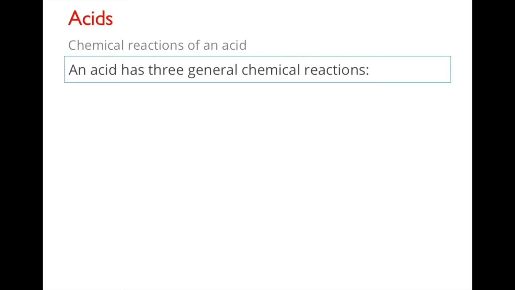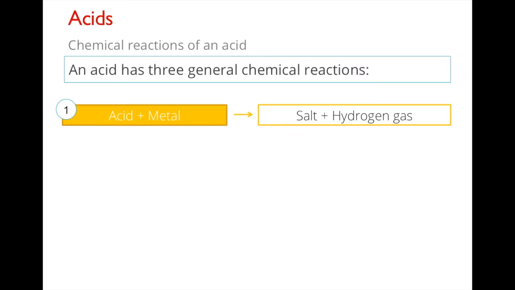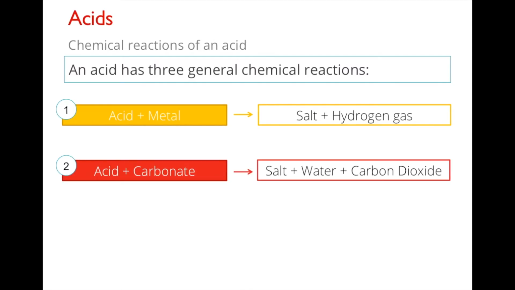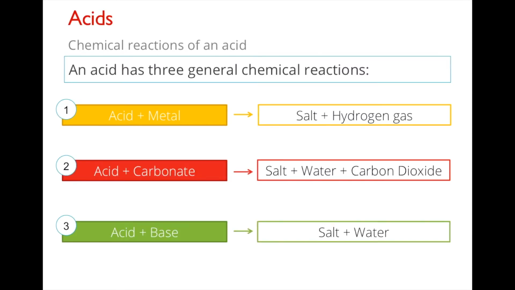Now we move on from the physical to the chemical properties of an acid. An acid undergoes three general chemical reactions. First, when a metal is added to acid, we will get a salt as well as hydrogen gas produced. Okay, can you copy down your notes? The second reaction is when an acid is added to a metal carbonate and we have salt, water, and carbon dioxide. Last of all, we have acid plus base gives me salt and water. Take some time to copy down the answers into your notes.